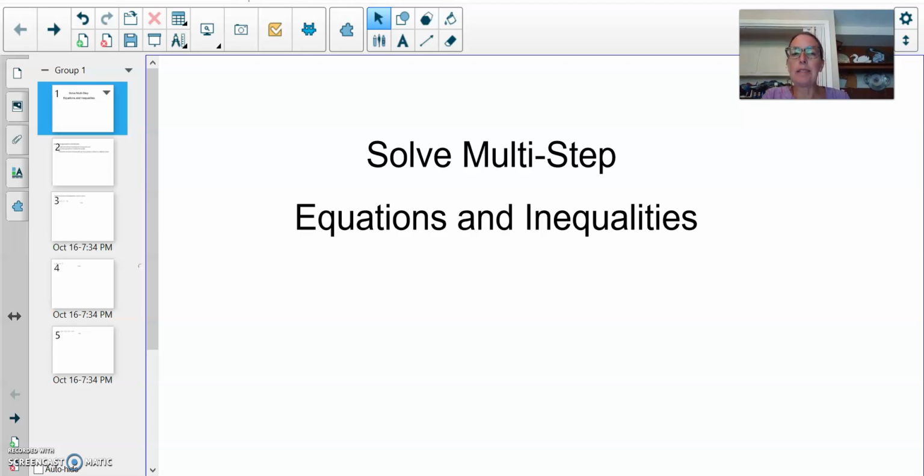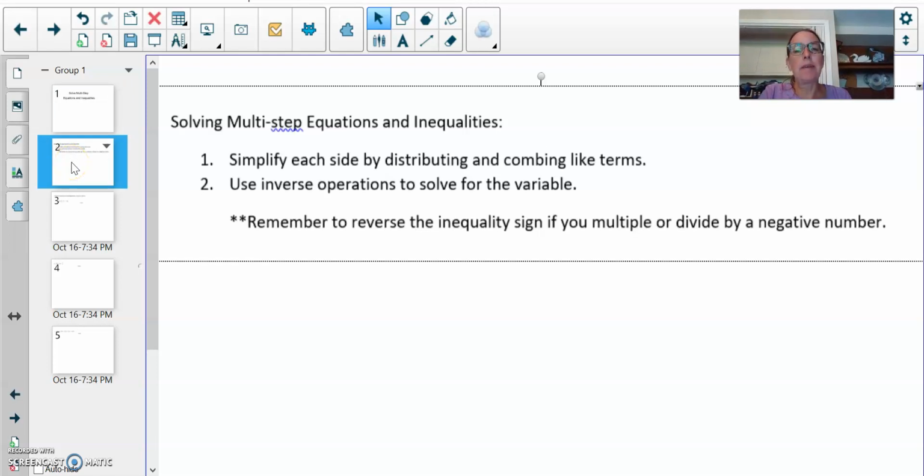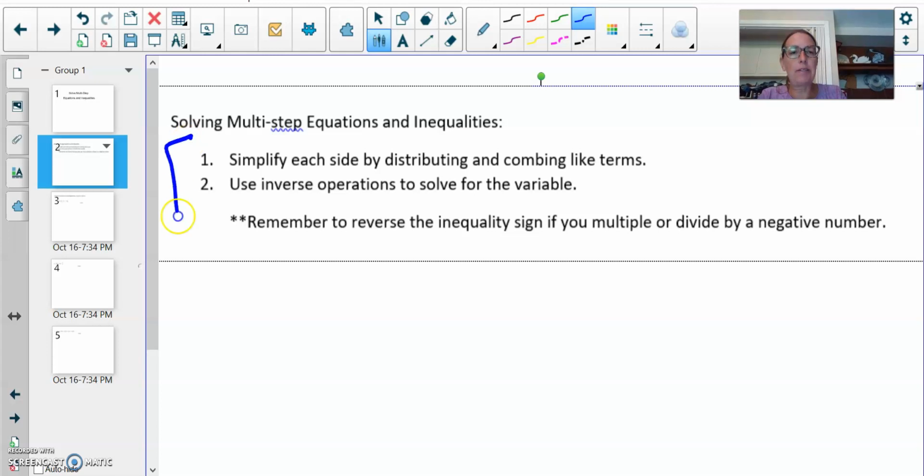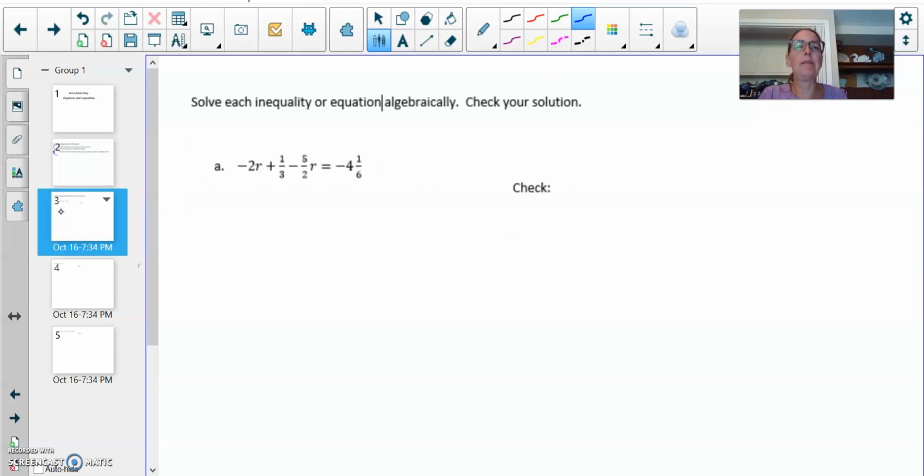Hi everyone, in this video we are going to solve multi-step equations and inequalities. For multi-step equations and inequalities, first make sure you simplify each side by distributing and/or combining like terms, and then use inverse operations to get the variable by itself. Remember though, you need to reverse the inequality sign if you multiply or divide by a negative number. So solve each inequality or equation algebraically.